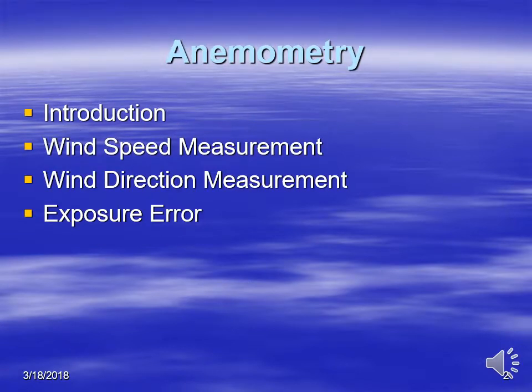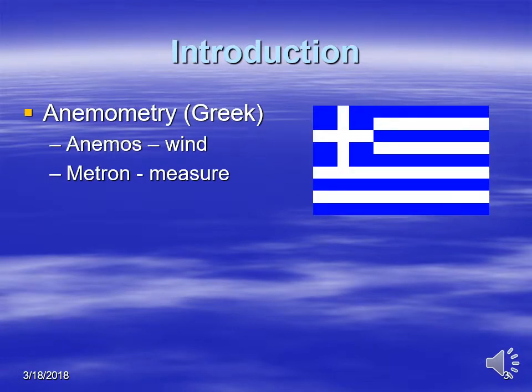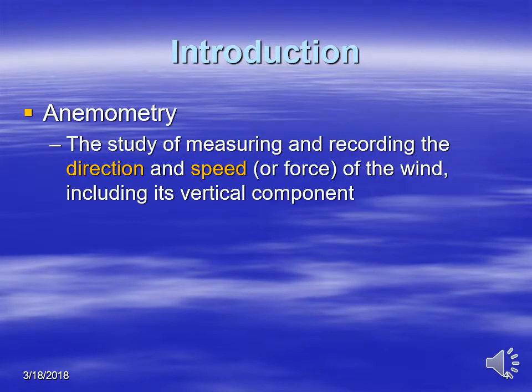So we'll start out this first block with an introduction. This video will cover an introduction to anemometry. Anemometry comes from the Greek words anemimos, which means wind, and metron, which means to measure. Put them together and you get anemometry, which is the study of measuring and recording the wind direction and the wind speed. And that includes all components, both the horizontal and also the vertical component. We'll talk about those here in a little bit.